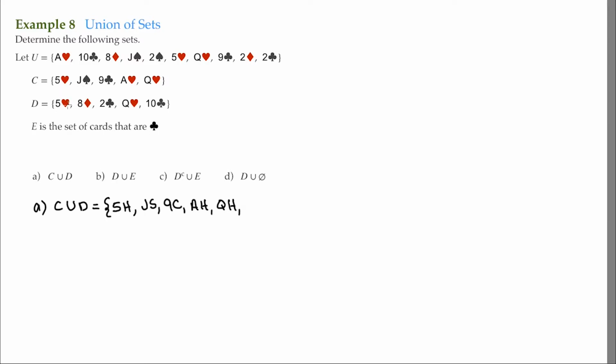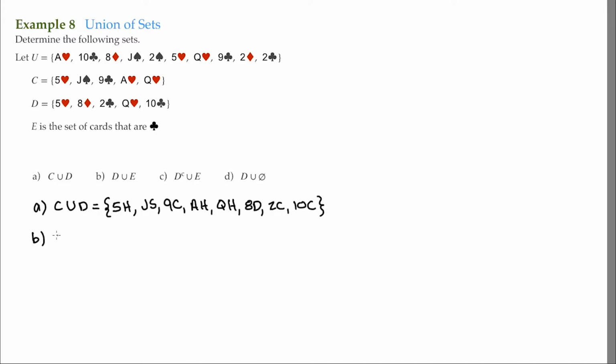And then I'm also going to list everything that's in D, except I'm not going to do the repeats. So I'm not going to put down the 5 of hearts here because it's already listed here, but I have the 8 of diamonds, the 2 of clubs. I already have the Queen of hearts up here, and I also listed it right here. So then finally I have the 10 of clubs. So that is set C union set D.